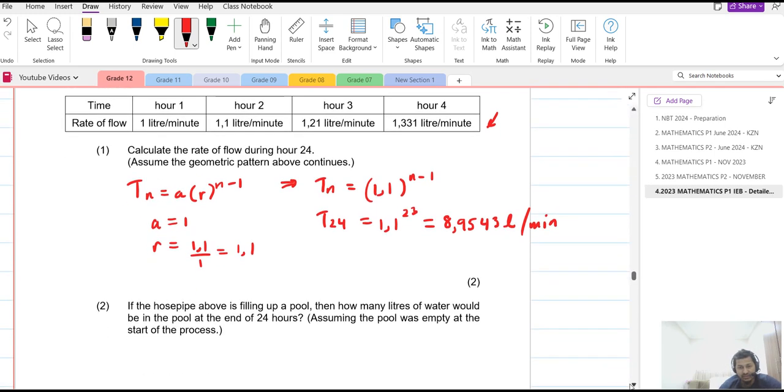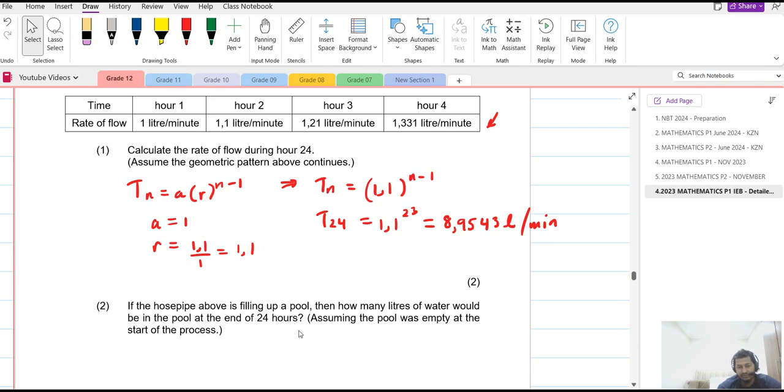Next question. I hope you guys understood that. If the hose pipe above is filling up a pool, then how many liters of water would be in the pool at the end of 24 hours, assuming the pool was empty at the start of the process? So after 24 hours, how much water will be in the pool? That's what we're trying to find out.